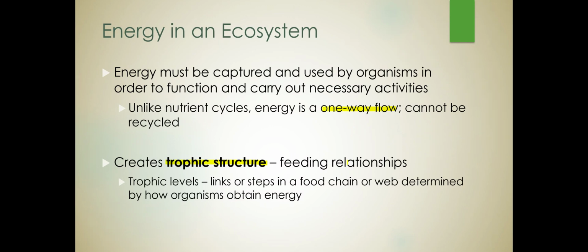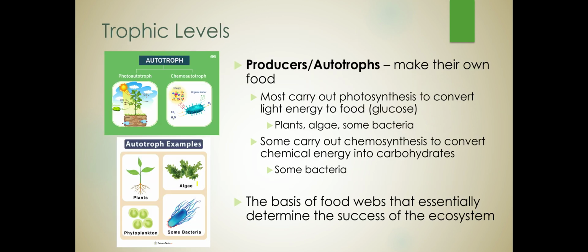How do we get the energy that we need? Well, we get energy through food. So how does an organism get its food? How does an organism get its organic compounds? And that creates these trophic levels. And so the most important trophic level is going to be your producers or your autotrophs. This is really the better word to know for a college level class.